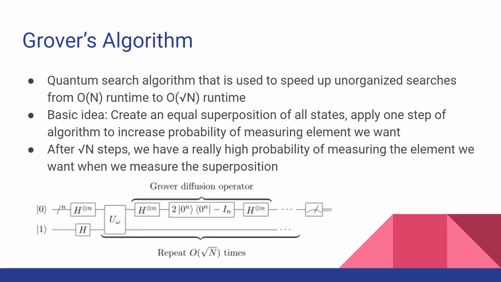So the basic idea is we first create an equal superposition of all states. If we're working with however many qubits we're working with, each possible state that the system of qubits can be in has the same probability of being measured.